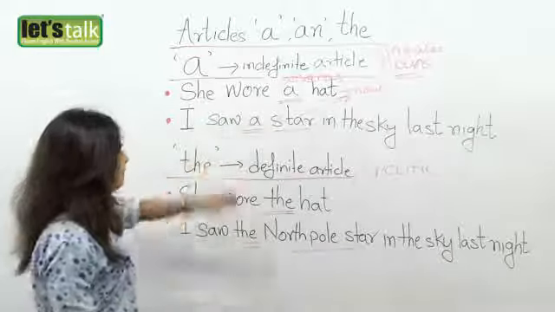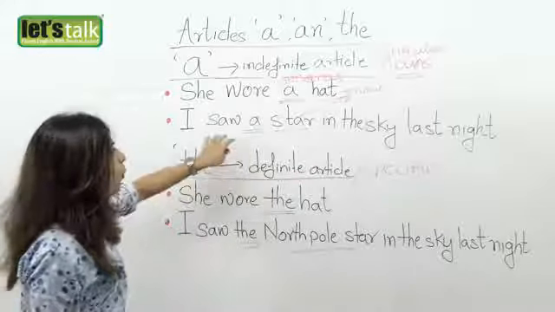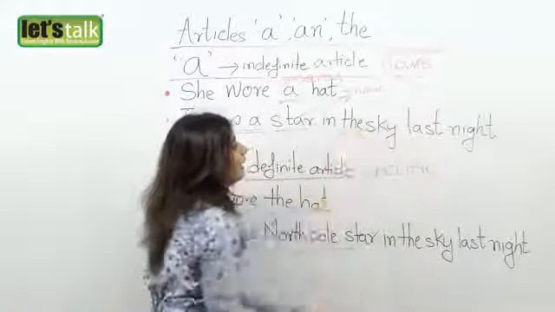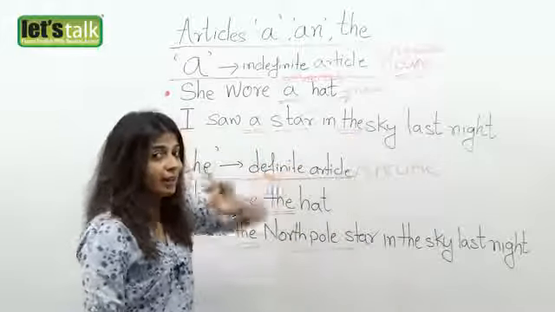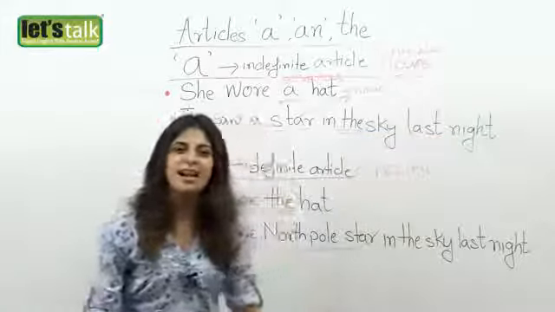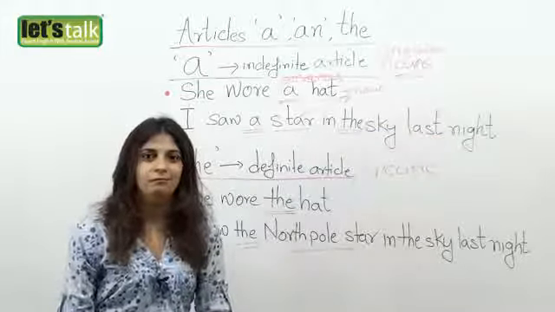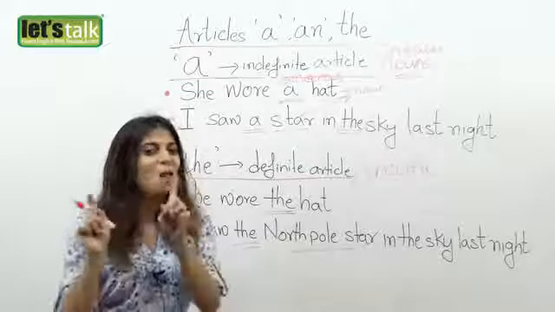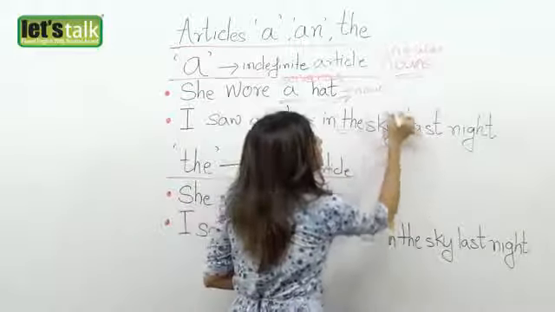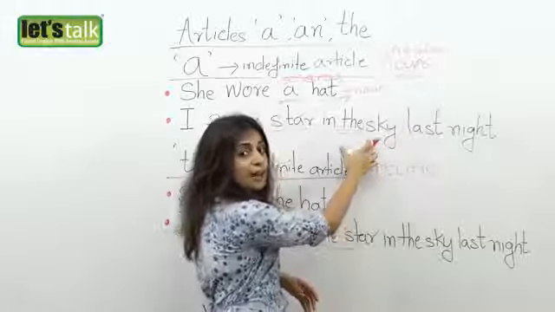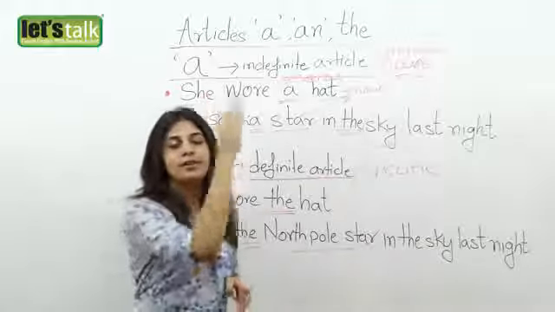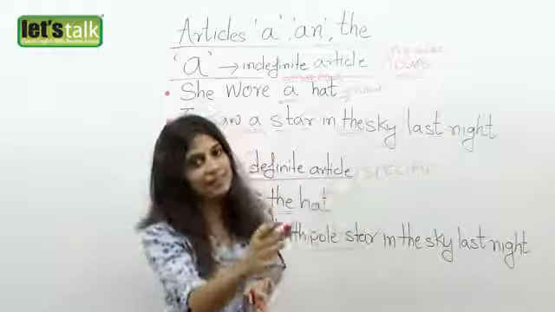Now, if you notice in both these sentences, we are using the. Here also, right? The. Now why? I'll tell you. I saw a star in the sky last night. How many skies do we have? 10? 11? No, there's just one sky, right? Just one sky in this universe. So, sky here is acting as your noun, and the is the article because you know that you spotted the star, a star in the sky.